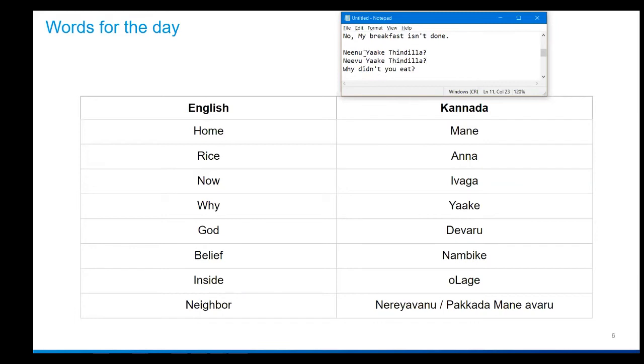Now here comes the respect part, or the younger or older differentiation. Ninu would be to somebody younger. Nivu is to someone who's older, or to a crowd, that is multiple people. So if I'm talking to more than one, I would say Nivu yake tindilla. Why haven't you all eaten?